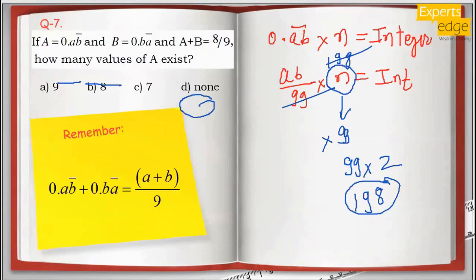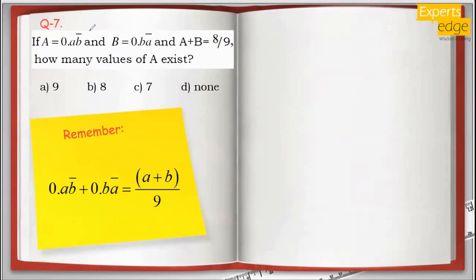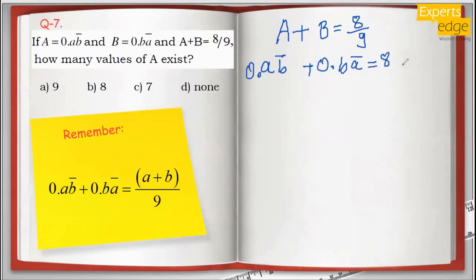This is a good question. What it is saying is that a plus b has to be 8 by 9. So if I write 0.ab bar plus 0.ba bar, it should be equal to 8 by 9. This I can further expand, as one is repeating, another is not repeating.